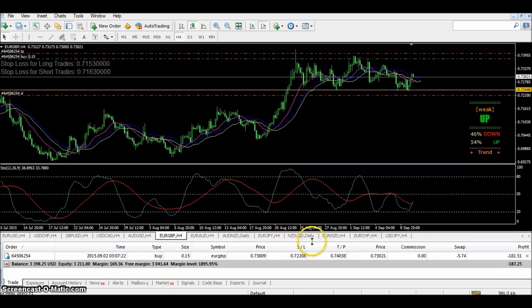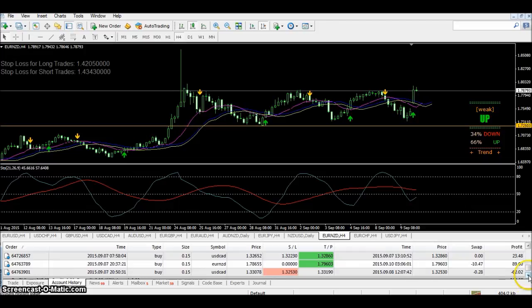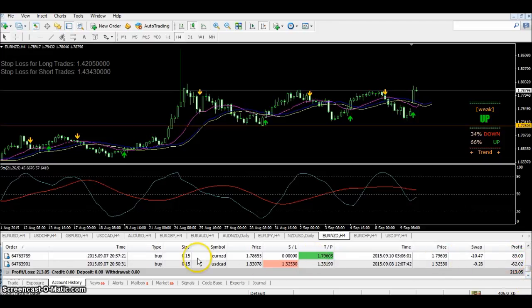I had an order out on the Euro New Zealand dollar, and I've been holding it for quite a while, actually since last week, last Thursday or Friday. Was betting on the Euro to go up, and it fluttered around, up and down, up and down. You see this little roller coaster here. Well, it finally went up and took profit. So now my balance is $3,398.25, where it was $3,319 earlier. So right here it is. It took profit, Euro, New Zealand dollar.